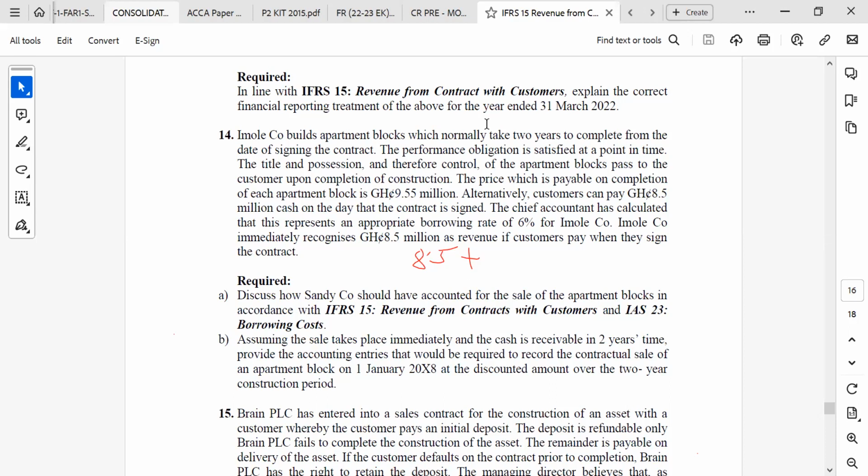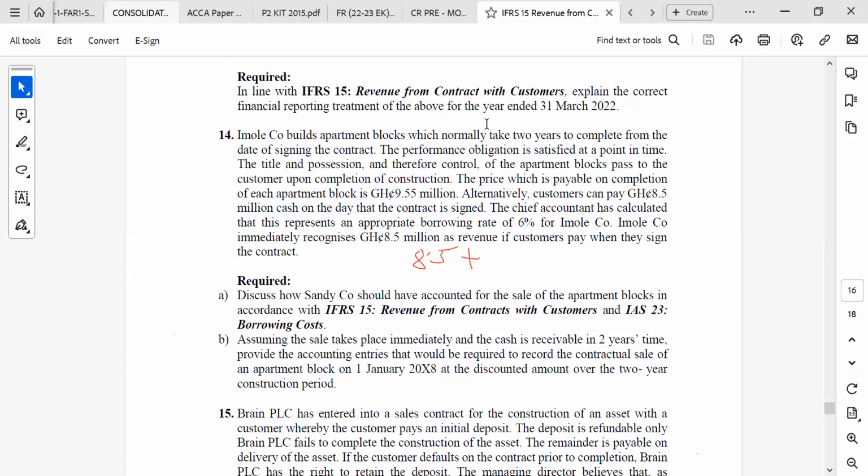9.55. Okay. Assuming they have cash now to pay, are they going to pay the same 9.55 at the date that we are selling the item to them? That is the transaction date. Are they going to pay the 9.55? No. So it means that we are putting an issue of time value of money over there.